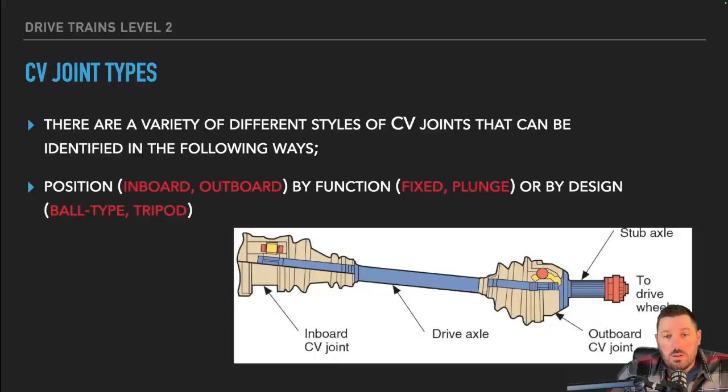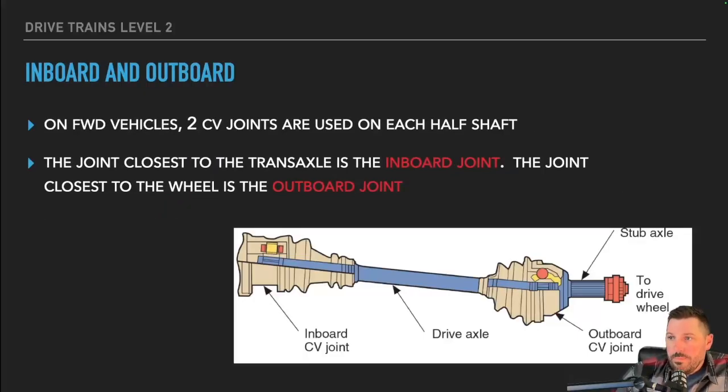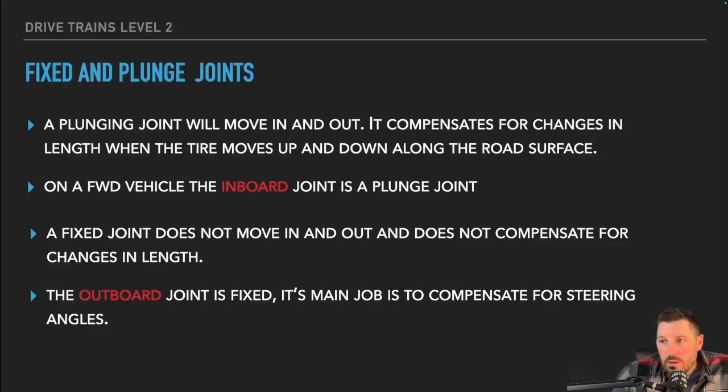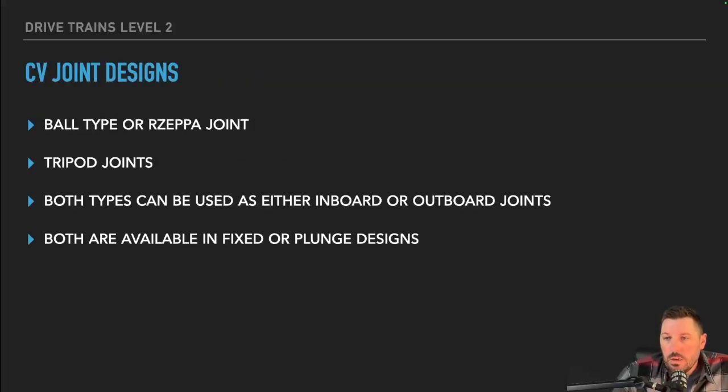Fixed and plunged, I think you can understand what's going on there. A fixed joint will not move linearly. And a plunge joint will have that linear movement back and forth, or allow for that suspension travel. Front-wheel drive vehicles, 2 CV joints are used. We talked about that. The ball type or Rzeppa joint. These are a couple things you're going to want to remember. The ball type or Rzeppa joint is probably the one you think of when you think of a CV axle.